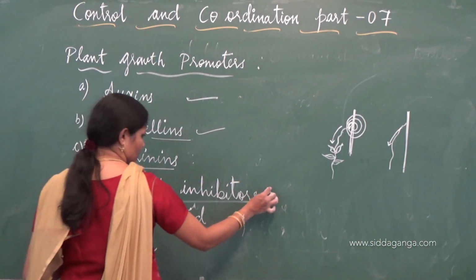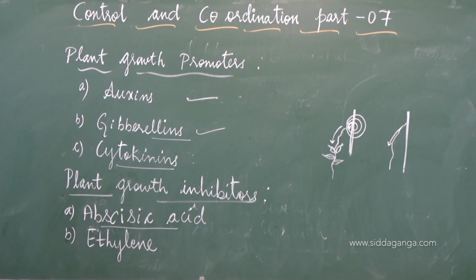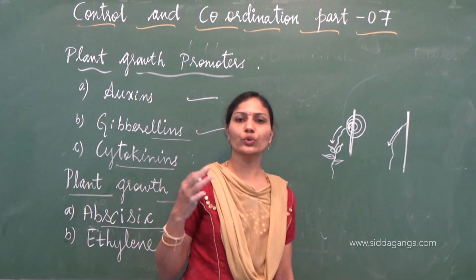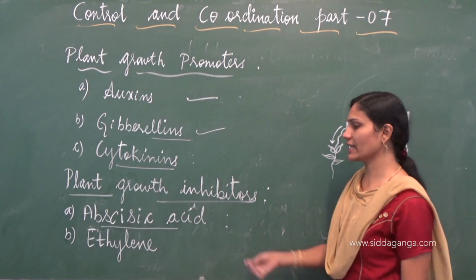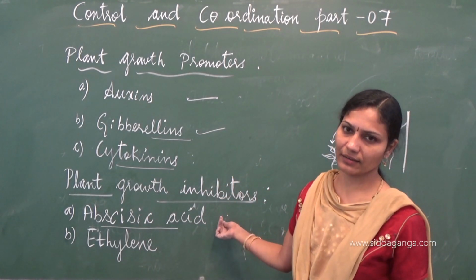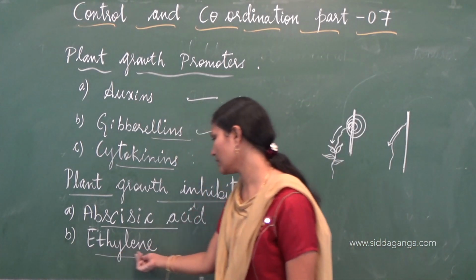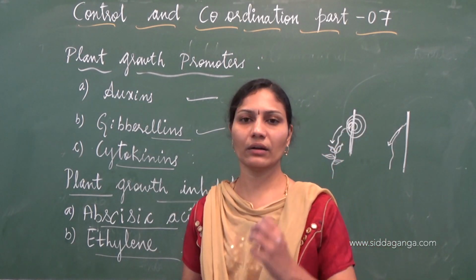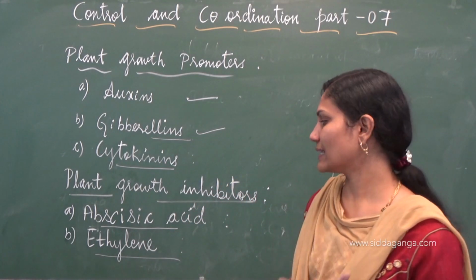Plant growth inhibitors, inhibition is also needed. Abscisic acid is the one that is responsible for growth inhibition. It promotes wilting of leaves, that is, drooping of leaves. Abscisic acid is responsible for the wilting of leaves. Next is ethylene. Ethylene is the one that causes ripening of fruits. Ethylene is responsible for the ripening of fruits.